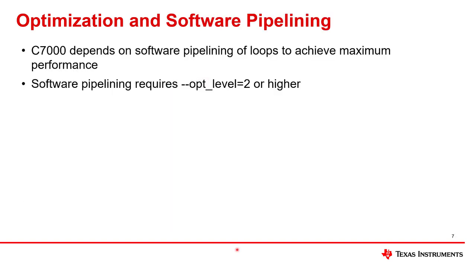C7000 does depend on software pipelining of loops to achieve maximum performance. In fact, this is so important that we have multiple videos planned in this video series just on the topic of software pipelining. What's worth mentioning here is that software pipelining requires that you build with optimization level 2 or higher.